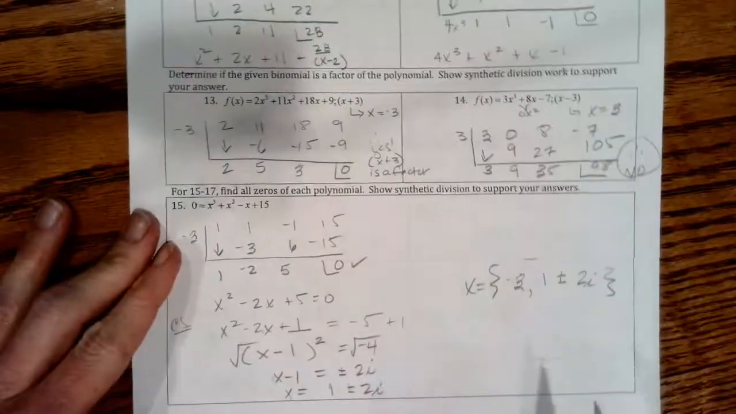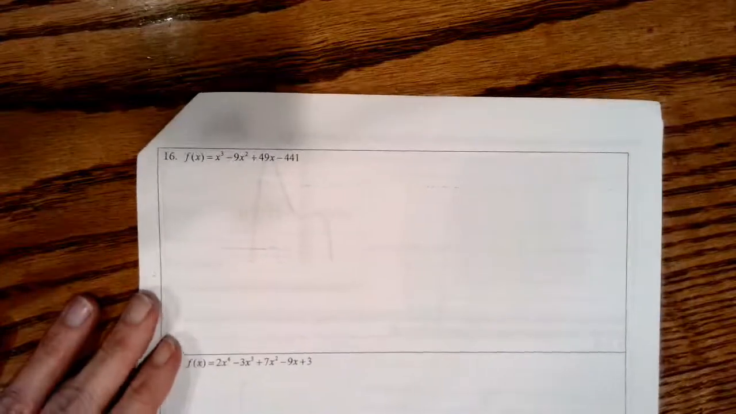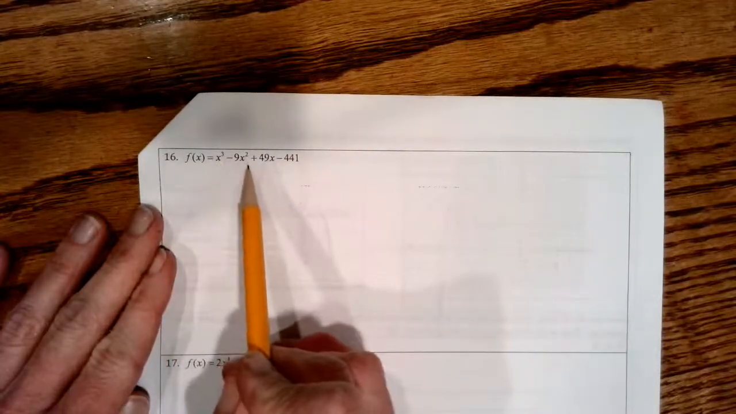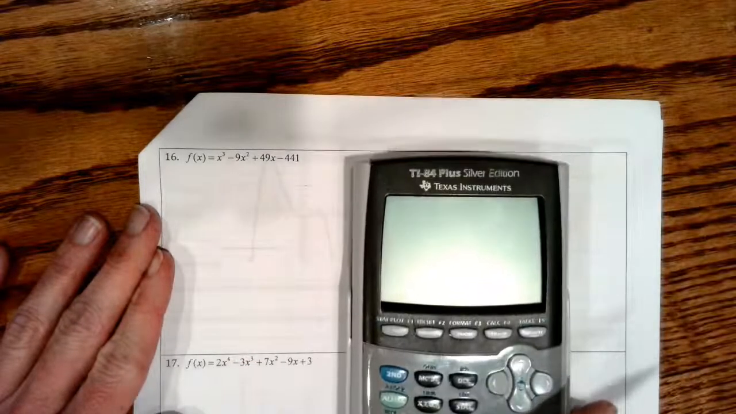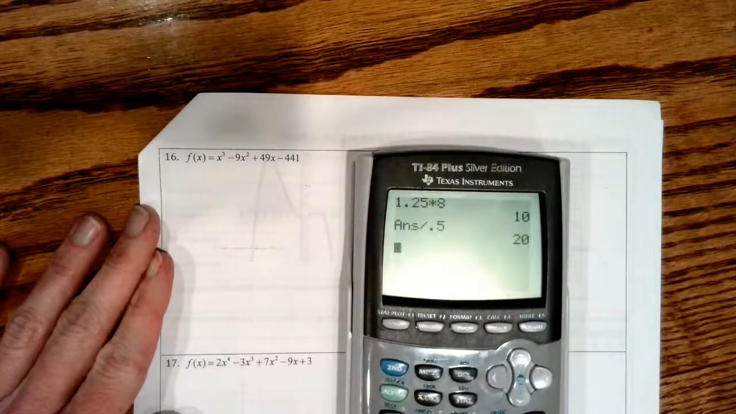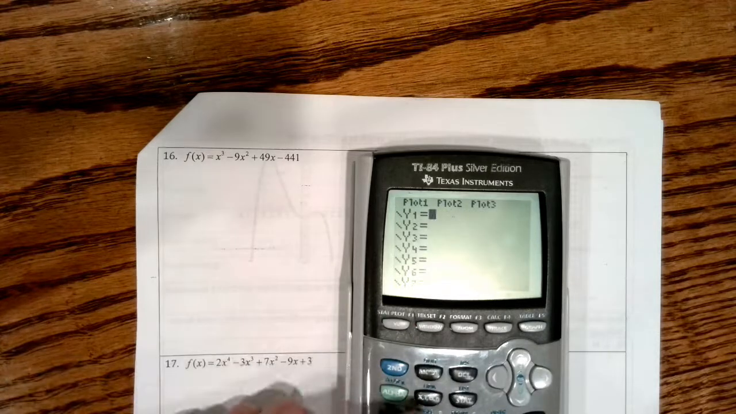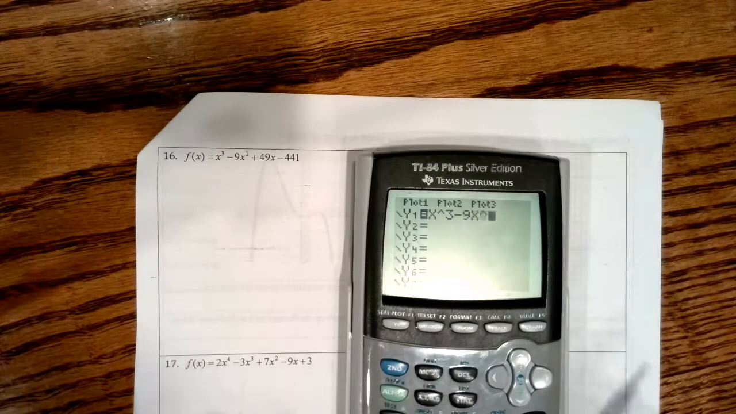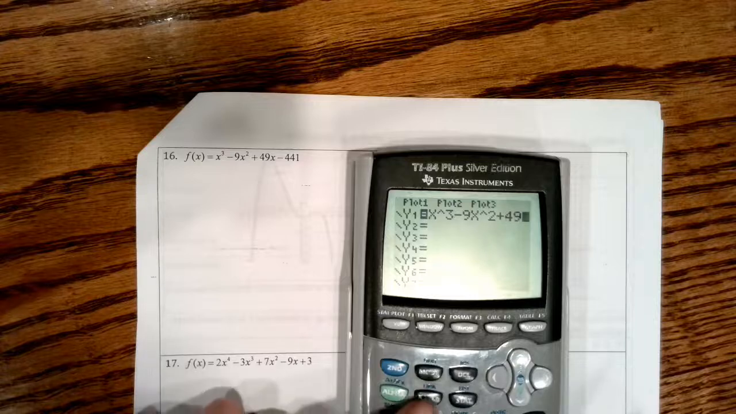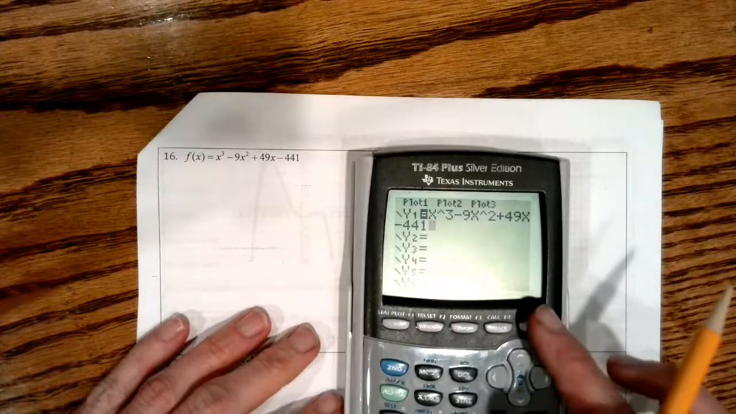Alright, so our directions are find all the zeros of each polynomial. Continuing on the next page, I have x cubed minus 9x squared plus 49x minus 441. I'm going to go to my calculator, go to y equals, and enter my equation, x to the third power minus 9x squared plus 49x minus 441.